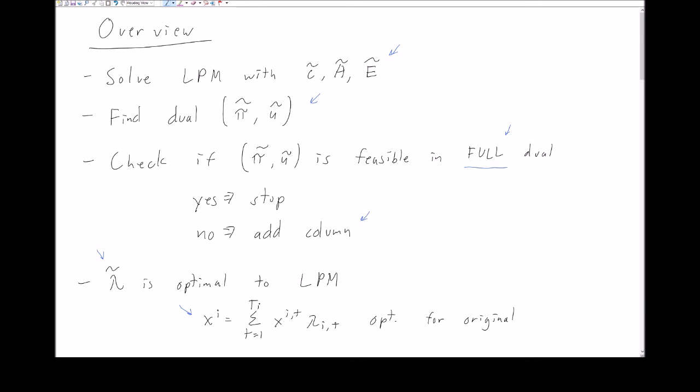In particular, the x's are written as the sum over all the feasible solutions in capital Xi multiplied by the lambda i's. In effect, we've taken the convex combination of the feasible solutions associated with this particular lambda. This turns out to be an optimal solution to our original linear program before our reformulation.